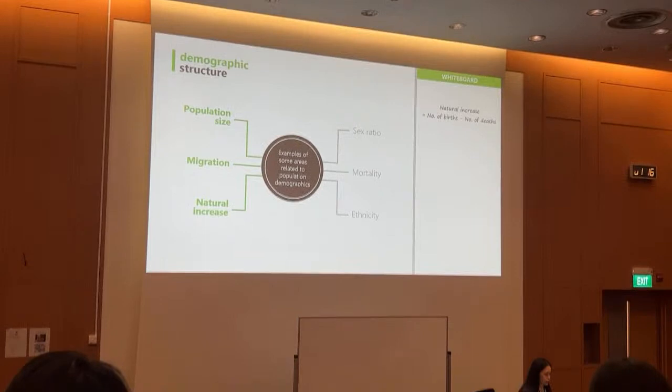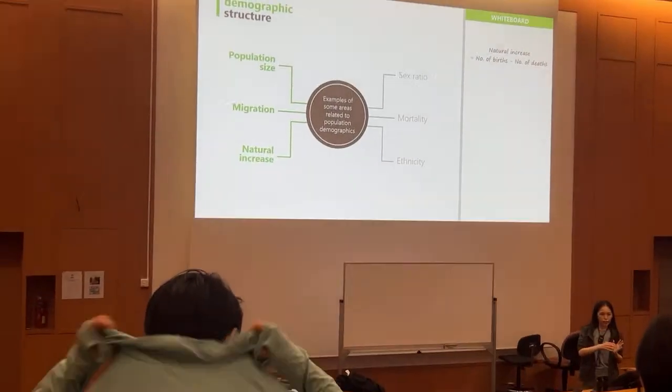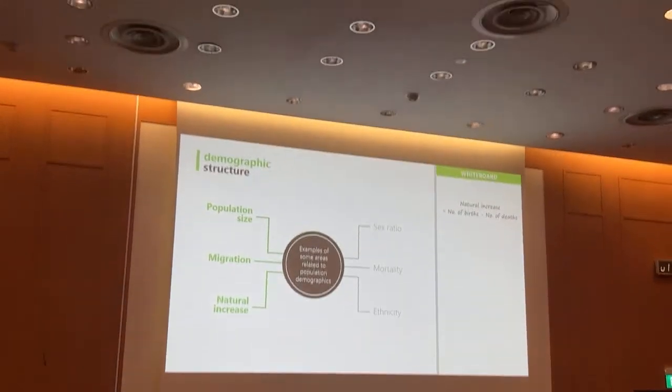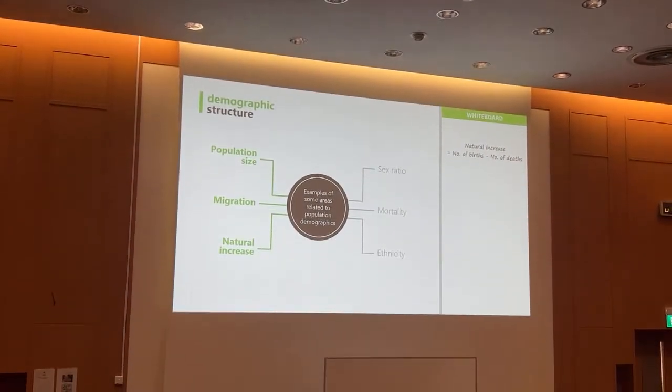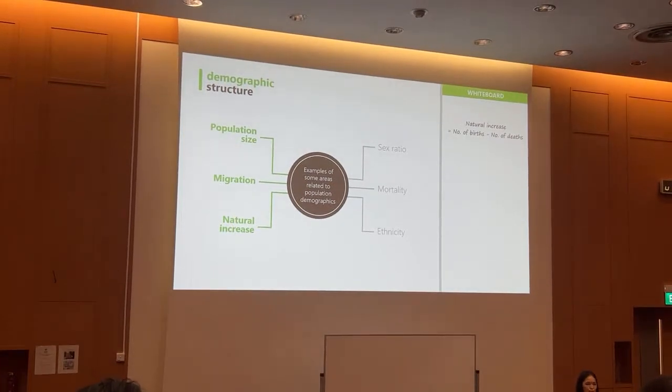In very simple basic terms, natural increase is something like the number of births minus number of deaths. Not exactly, but something like that. So you just need to know that if births exceeds deaths, you have positive natural increase. And if deaths exceed births, you have negative natural increase.